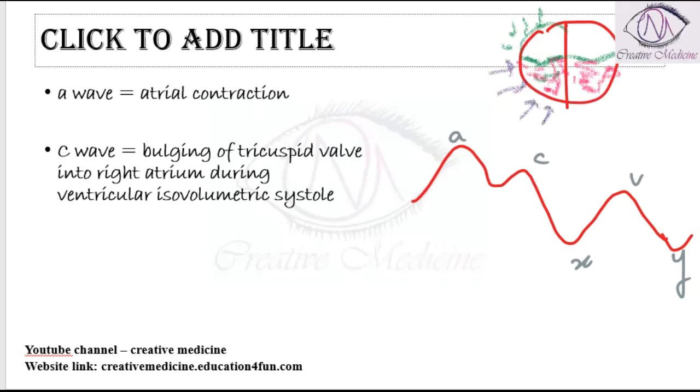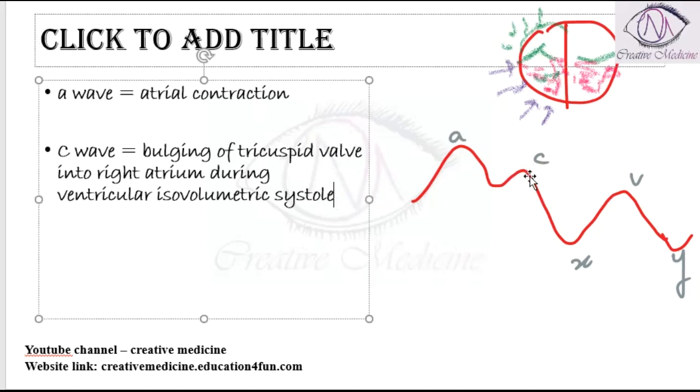When the ventricle is contracting, this tricuspid valve will bulge into the right atrium like this because of the contraction of the ventricles. Because of the bulging of the tricuspid valve into the atrium, the volume in the atrium will be less, so the pressure in the atrium will increase, resulting in this C wave. So C wave signifies bulging of the tricuspid valve into the right atrium during the ventricular isovolumetric systole. That is C wave. Then we have V wave.